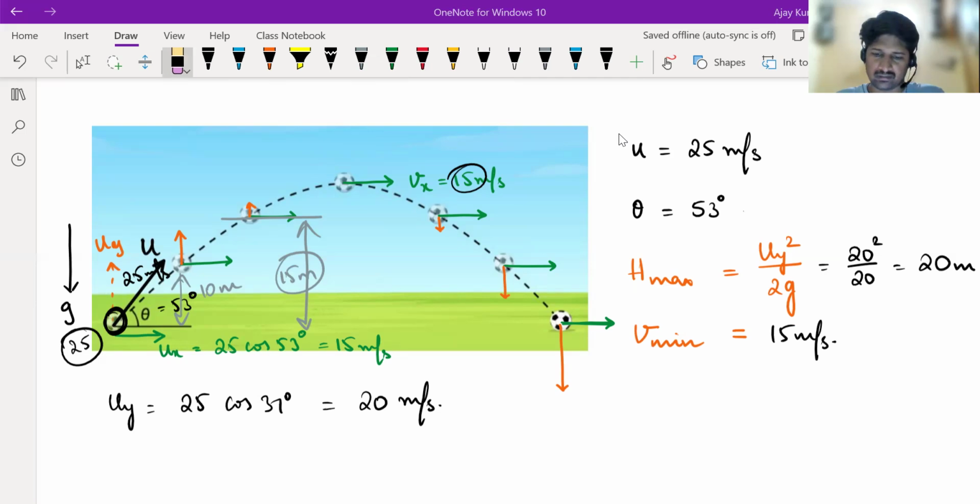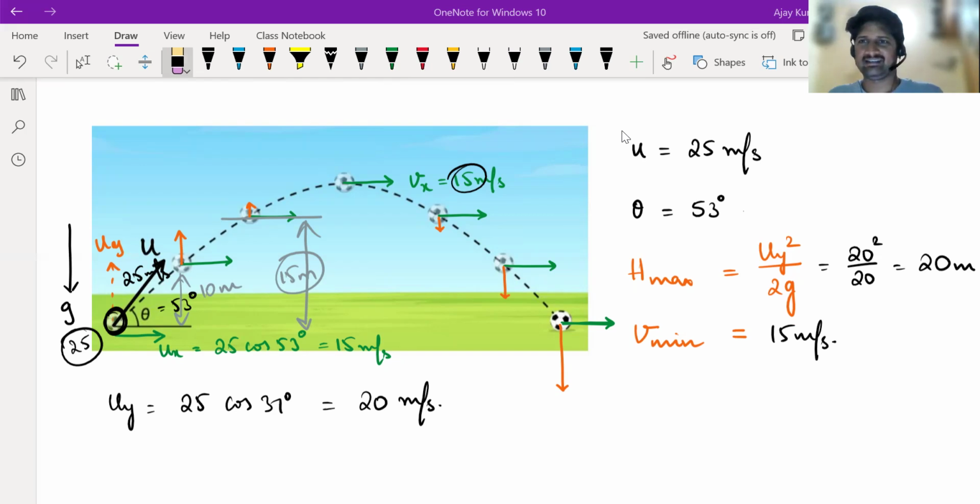Someone unmuted, but the voice was not clear. Still not clear. Okay, anyone else? At maximum height, which way is the ball moving?